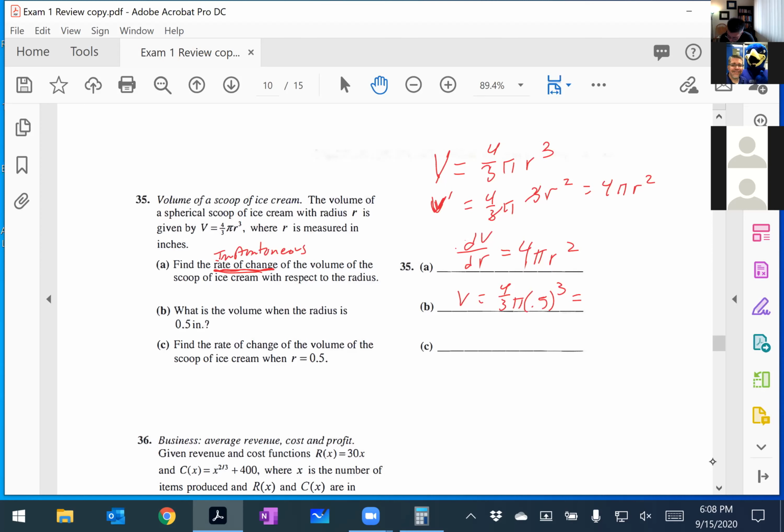Professor, for number B, can we leave it as a decimal or would we have to keep it as a fraction? Yeah, you can leave it as a decimal, that's fine.